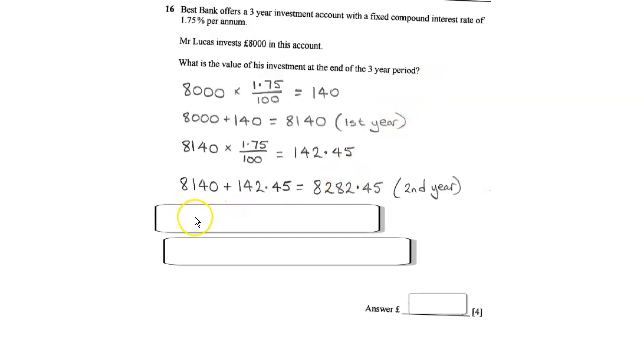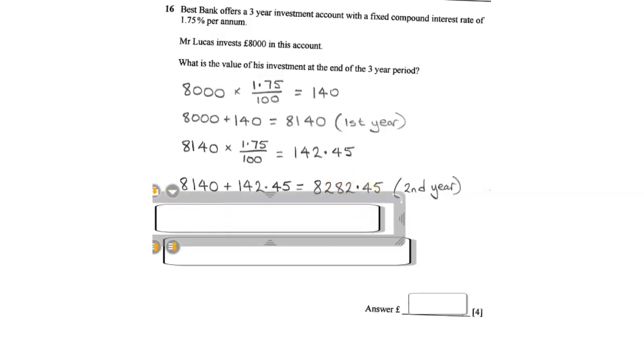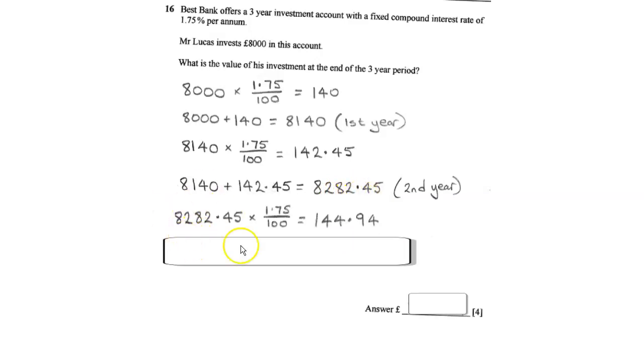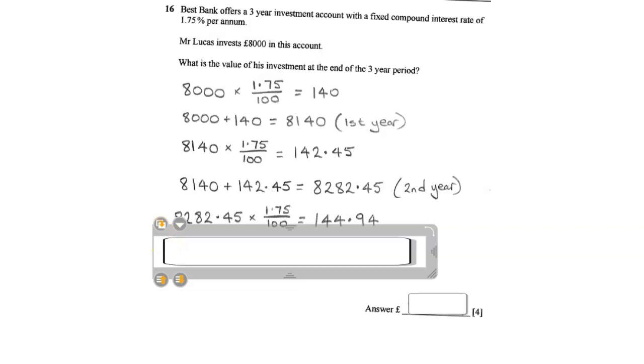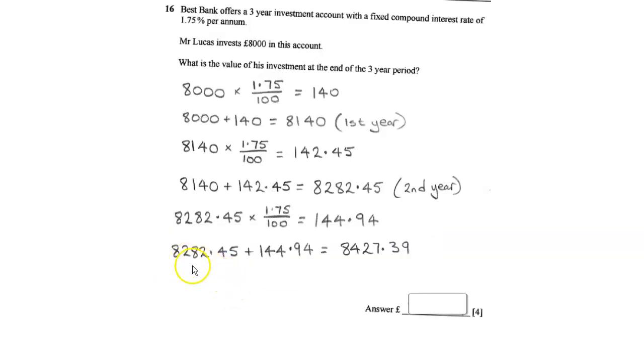It's exactly the same steps again, because remember the question says a 3-year period. So we're on to our third year. We take £8,282.45 and carry it forward into the third year. Do exactly the same steps: 1.75 over 100, get your interest and then add it on again. When we add this on, we get £8,427.39. That is what he has in the account after 3 years with compound interest.